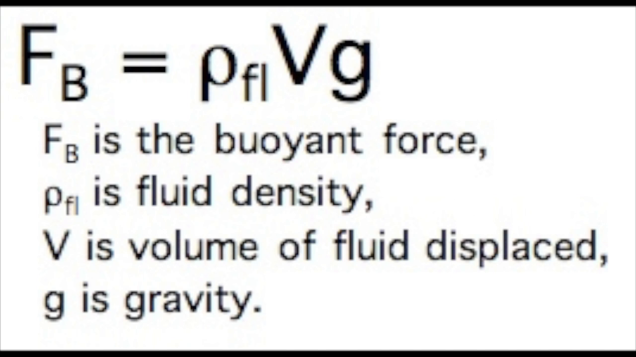This is the equation you're going to want to use for calculating buoyant force. Rho is the density of the fluid being displaced, V is the volume of the fluid displaced, and g is gravity.